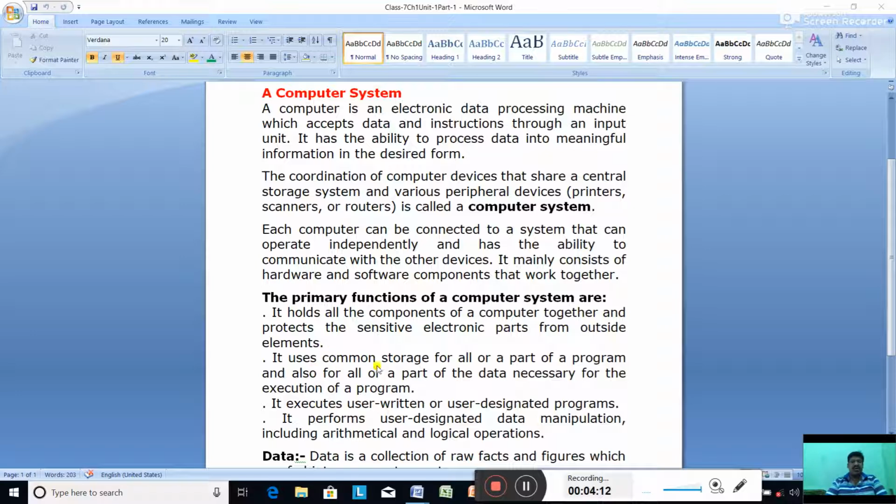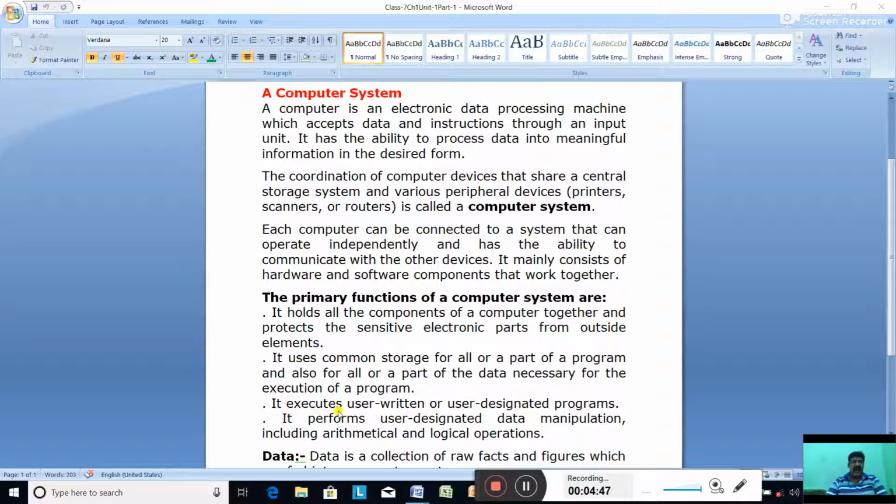Second, it uses common storage for all or a part of a program and also for all or a part of the data necessary for the execution of a program, like a hard disk.